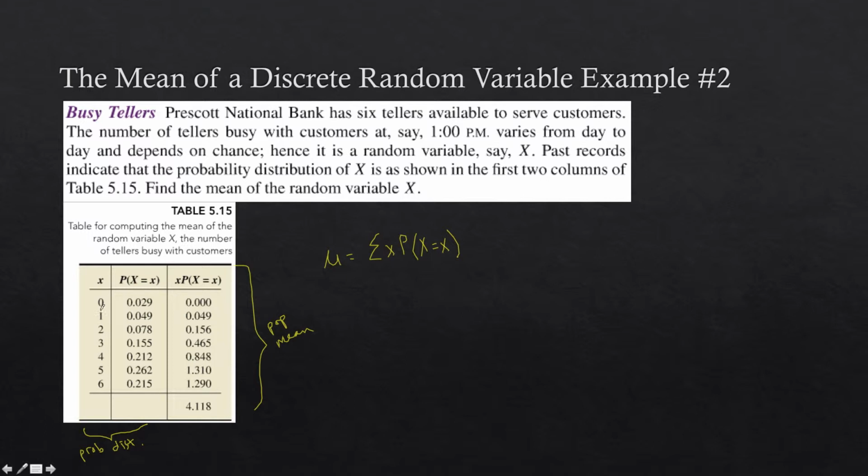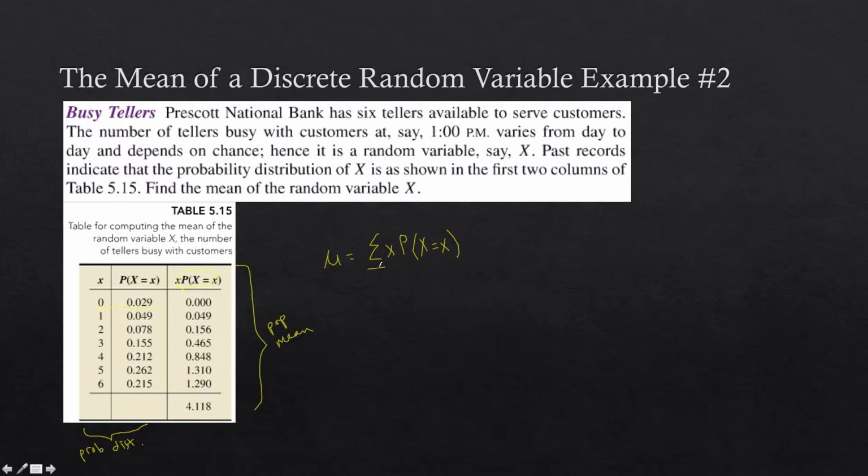Now notice what this is. They took 0 times the probability that x equals 0. They took 1 times the probability that x equals 1. They took 2 times the probability that x equals 2, and so on. And that's how they got this right here. They just multiplied the first 2 columns together, essentially. That's to find x times the probability of x equaling x, this column here, just multiplying the first 2 together.